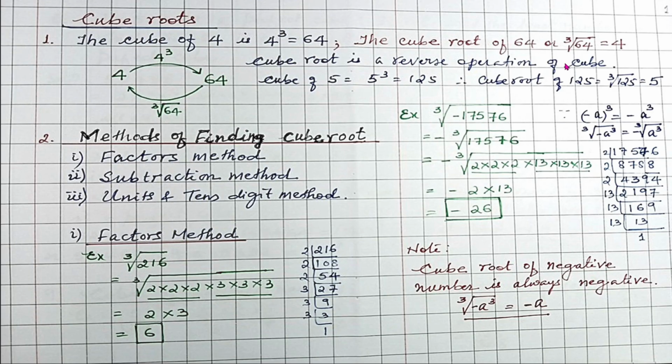So cube root is the reverse operation of cube. If the cube of 5 is 5 cube, which is 125, then the cube root of 125 is 5. So please remember that. Cube root is the reverse operation of cube, and the symbol you have to remember is a radical sign with order 3.